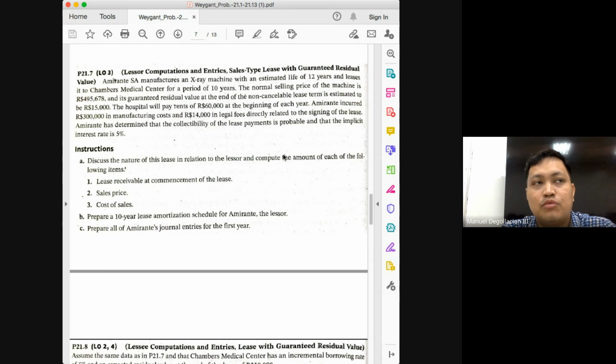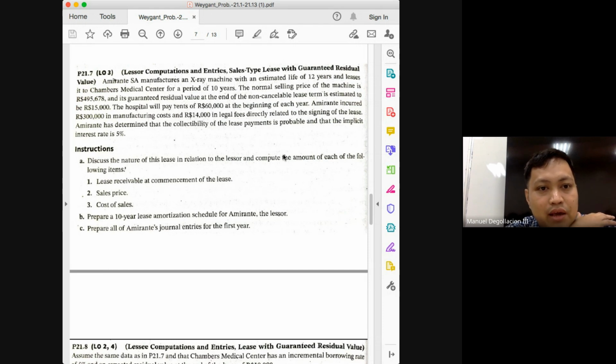Again, that's the main distinction between sales type and direct financing. In sales type, you will split your total profit between the dealer's or manufacturer's profit and interest revenue. Whereas if this was direct financing, all your markup, all the excess of your collection over the present value of your minimum lease payments, will be recognized as interest revenue. And here you also have a guaranteed residual value at the end of the non-cancelable lease term, estimated to be 15,000.